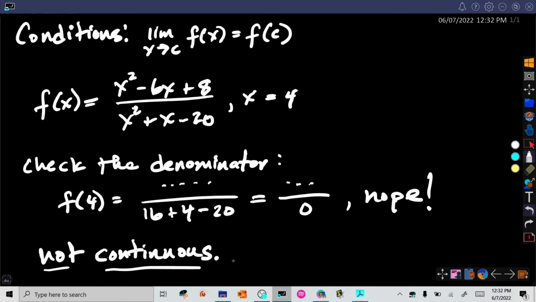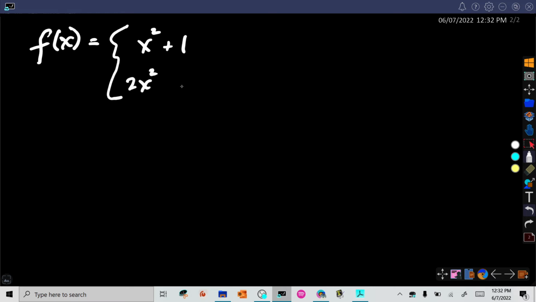All right. Let's go ahead and do another one. I'm going to do a piecewise defined function on this one. So let's go ahead and take a look at f of x. Oh my gosh, this lag is like driving me nuts. x squared plus 1 and 2x squared minus 1.